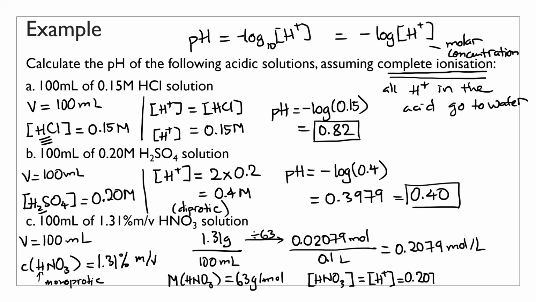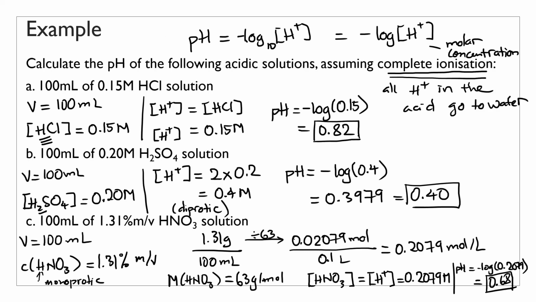And then from here, let's see whether we can squeeze in the final answer. We can find the pH, which is just negative log of 0.2079, and then you do that in the calculator. And you get 0.668. So this is a pretty acidic solution as well. Okay, so those are the three examples.